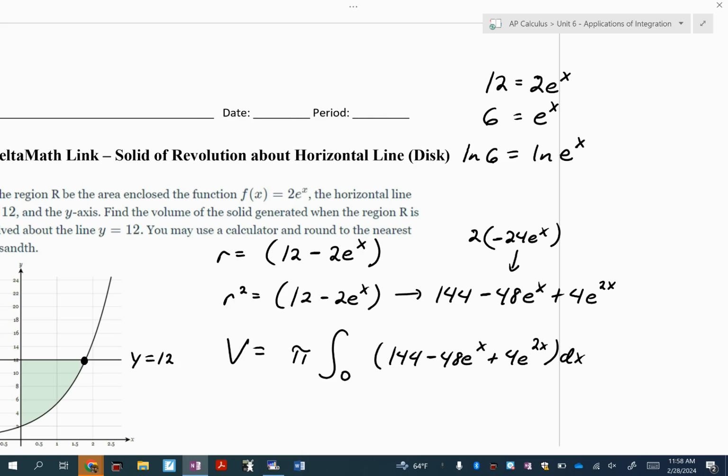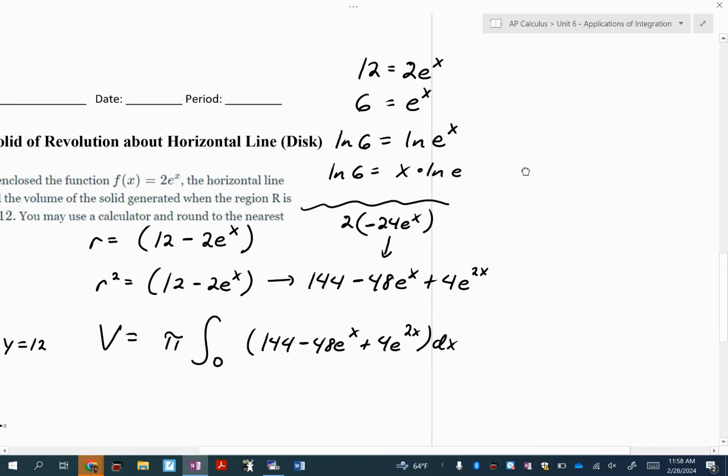Okay, now do you see where this x is? Do you remember what property allows me to do something with that? What am I going to do with this x? Be more specific. Bring it to the front. Bring it to the front is right. This is from pre-cal. Does anyone know the natural log of e? It's 1. So if that's 1, then what is x equal to? ln 6. The natural log of 6.